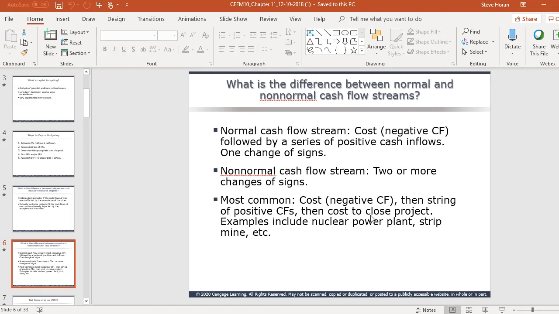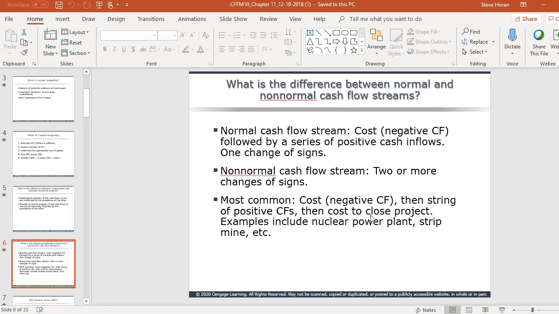Non-normal means there are 2 or more changes of signs. And that might be one that goes with something in mining or a nuclear power plant. Let's just say it's mining, and if you're going to start a mining project, you have to get a whole bunch of permits and all that kind of stuff. And most likely, you're going to have to commit some resources or set some money aside in a trust that says when the project is done, you need to go and put everything back together again, right?